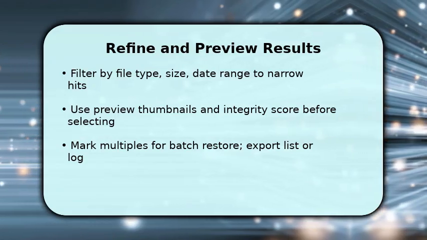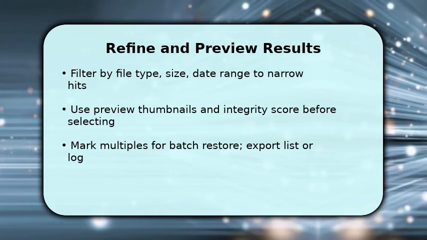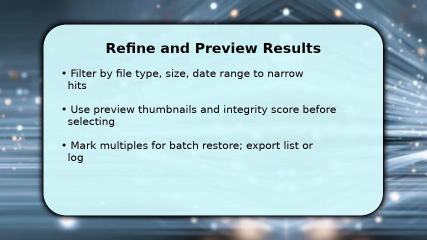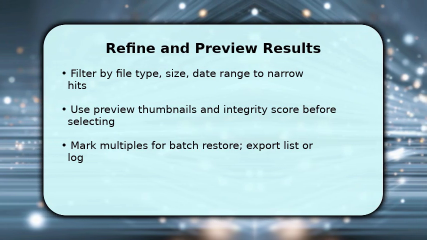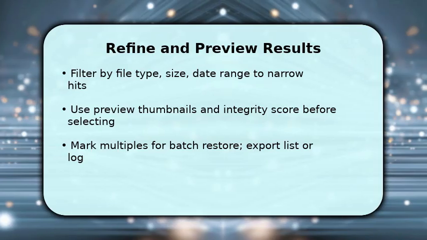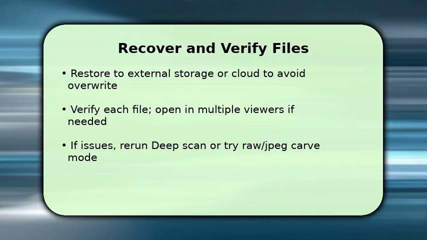Make selections by marking multiple items for batch restore and export a log of chosen files if you need repeat attempts. This targeted approach saves time and avoids restoring corrupt files, increasing the chance of usable photos. You should restore recovered photos to external storage or a cloud folder to prevent overwriting remaining data. After restore, verify files by opening them in the phone gallery and a secondary viewer. That confirms colors, EXIF, and completeness.